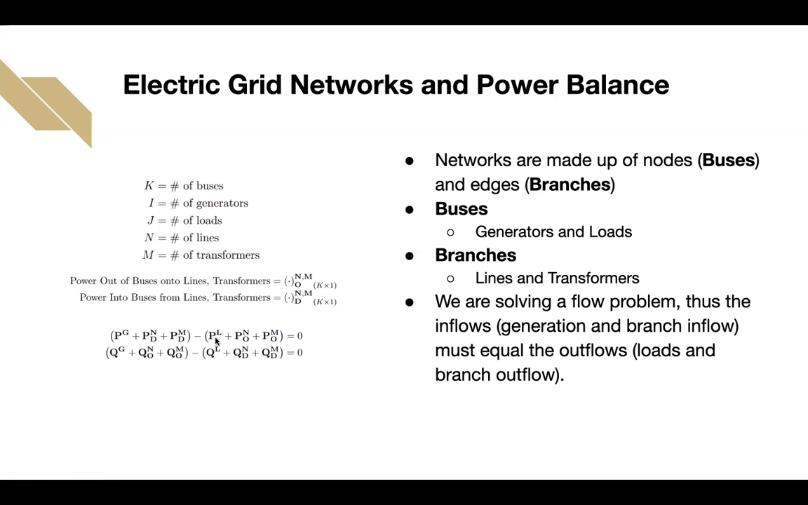And then similarly, we have the power flowing out. That is the loads, power flowing out across the lines, and power flowing out across the transformers. We can see that these have to equal 0 in order for the power flow problem to be solved adequately. In the real world, if this is not solved correctly, then we get really bad issues, instabilities with the network.